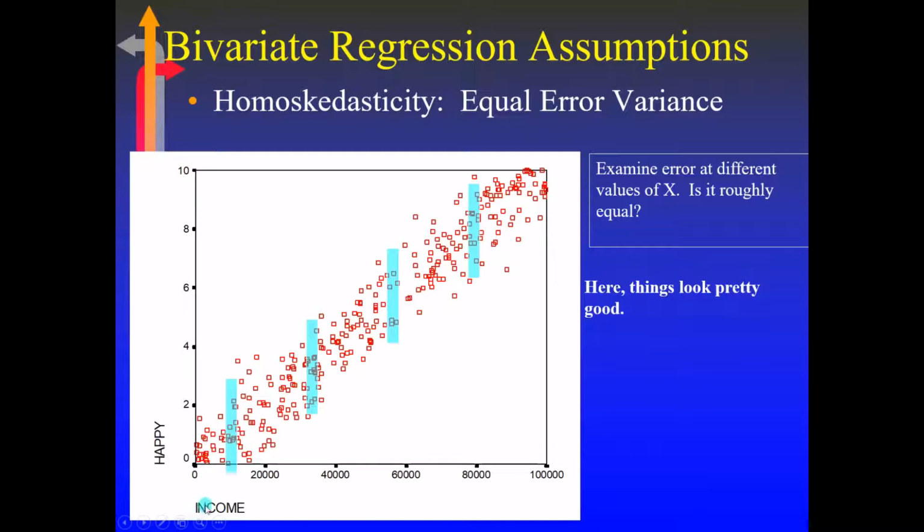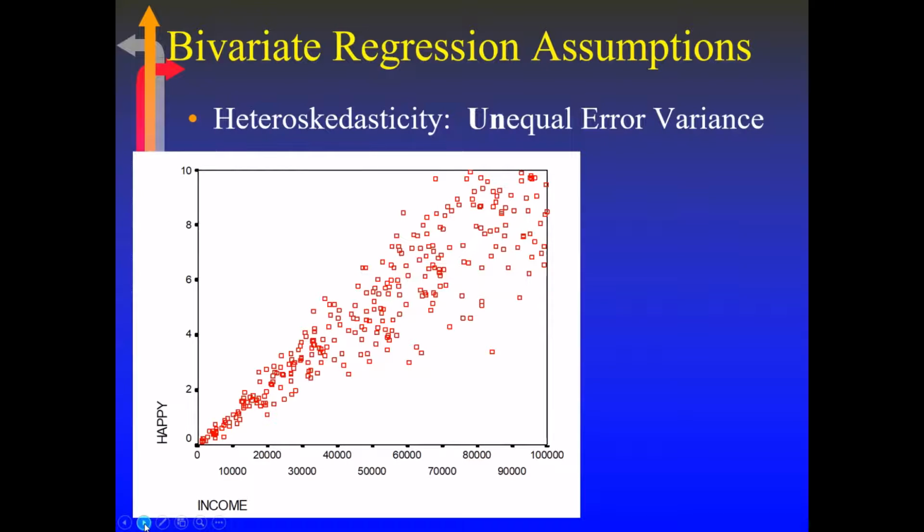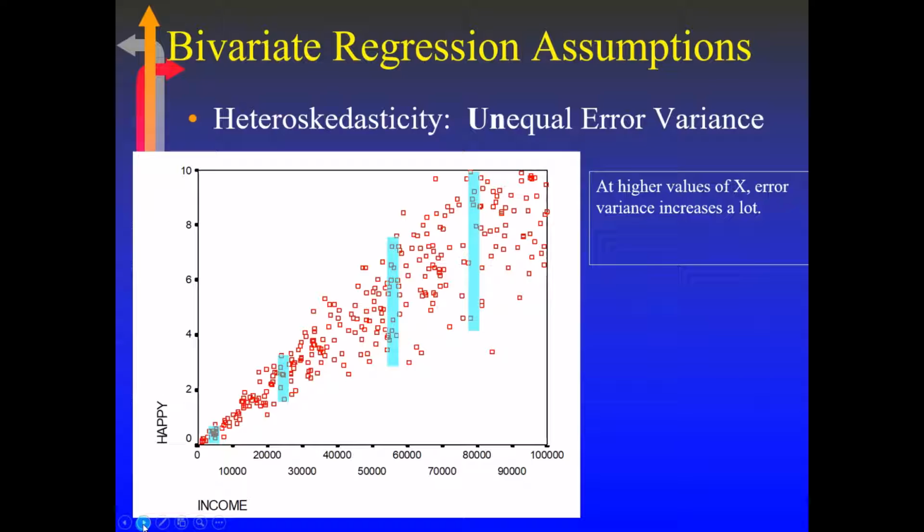Homo meaning the same. This is heteroscedasticity, and you can tell by looking at it where the difference is. If I put a slice here, it's going to be a big slice. As I get further and further to the left, those slices get smaller and smaller. So at higher values of x, error variance increases a lot, and it's not very prevalent down at the lower values of x. So this is unequal error variance. This would be a violation of the assumption. This looks pretty bad. Heteroscedasticity.